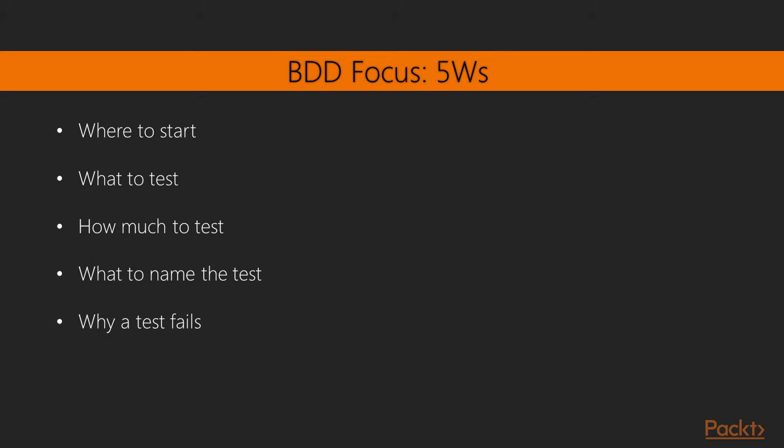So when we think of behavior-driven design focus, we can think of what, where, when, and why, the words that we often think about when we ask, what is something doing? Behavior-driven design says, where do we start? What do we test? How much do we test? What do we name the test? And why would a test fail? Would a test fail because something was not written properly? Or would a test fail because the test was not written properly? These are the things we'll consider when we consider behavior-driven design.